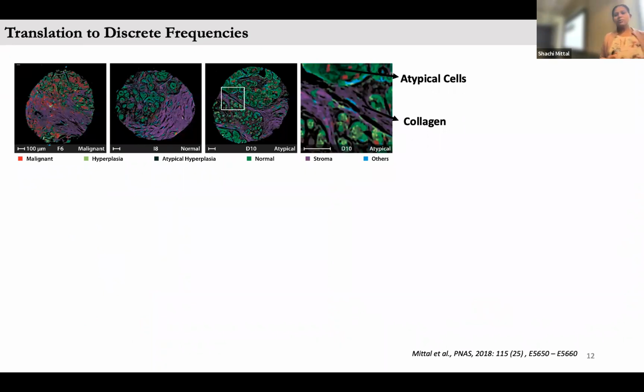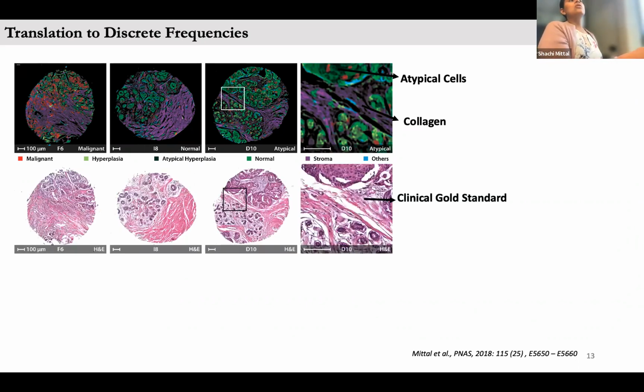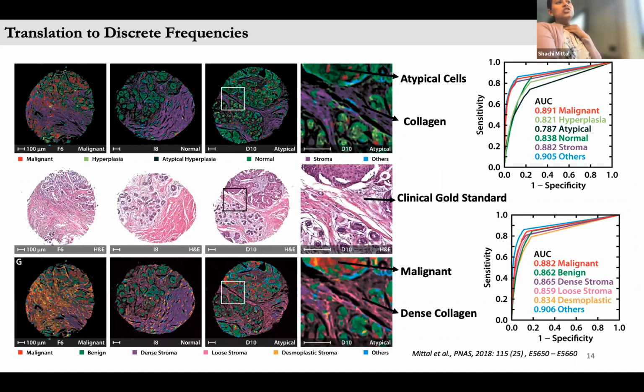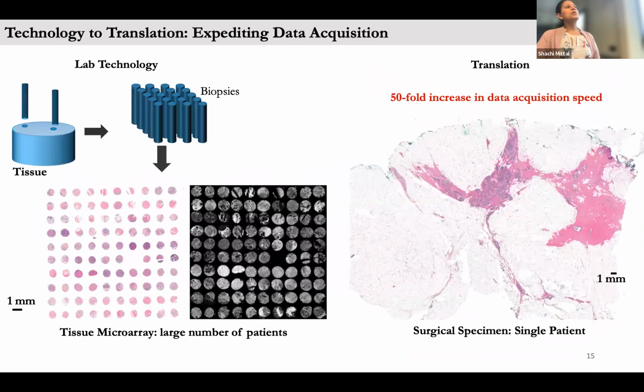So we move to discrete frequency measurements, where now we have the same microarray, but we only threw 12 frequencies instead of 1,506 frequencies, to be precise, to develop the model. And here again, we were able to separate atypical cells from the collagen, compare it with the gold standard, and also look at the changes in the microenvironment. And obviously now, because we're using a subset of the features, there is going to be a drop in the accuracy. There is about a 10% drop in all classes, but it is still more than what the concordance is across some of these categories in the clinics today. So we were basically able to achieve a 50-fold increase in data acquisition speed with respect to this.